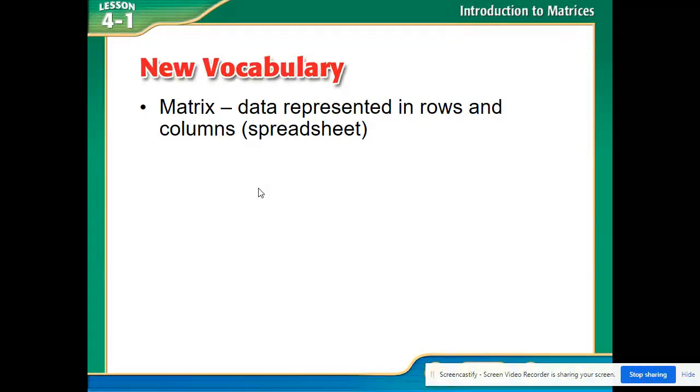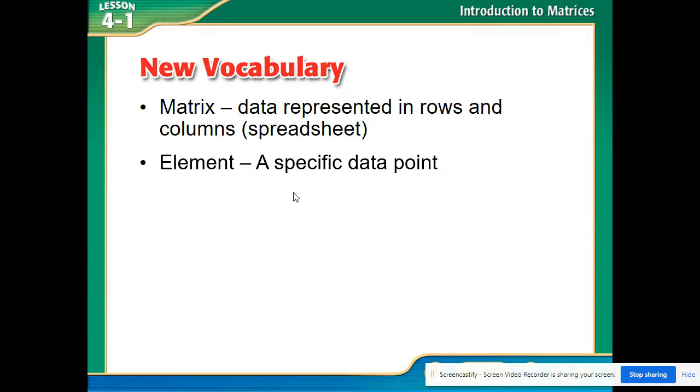So some new vocabulary. First thing is, what is a matrix? A matrix is data represented in rows and columns, kind of like a spreadsheet. Obviously now we have our Excel or Google Sheets, and those obviously work really well in terms of doing data, but once upon a time we didn't have computers to do that, so we had matrices.